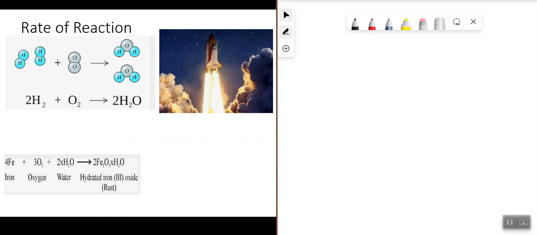So if we have a look at these two, here we have two different types of reactions. The first reaction is where we are taking H2. So we have two hydrogen molecules, plus one oxygen molecule, O2. Okay, and this reacts to give you two H2O, or water molecules, and it releases a huge amount of energy.